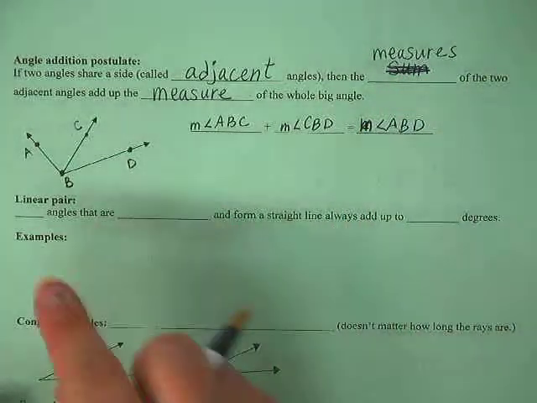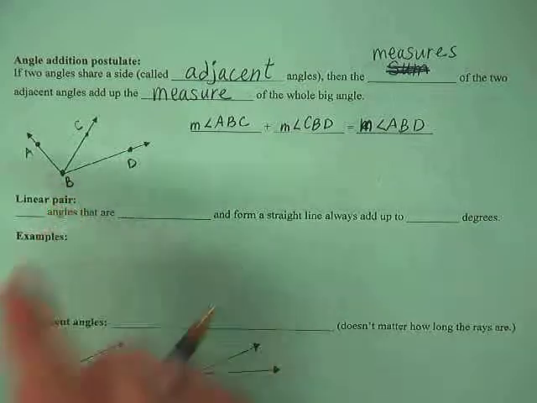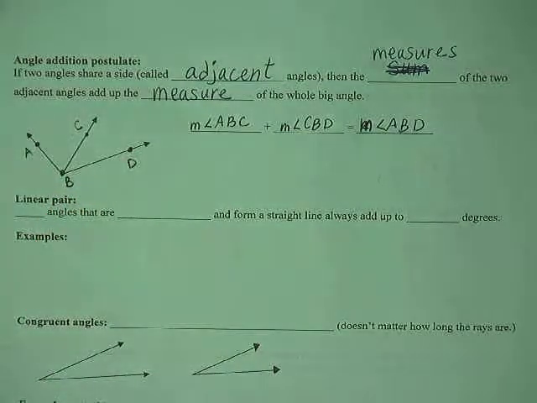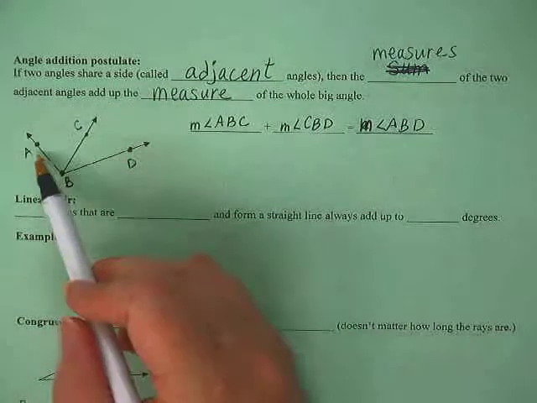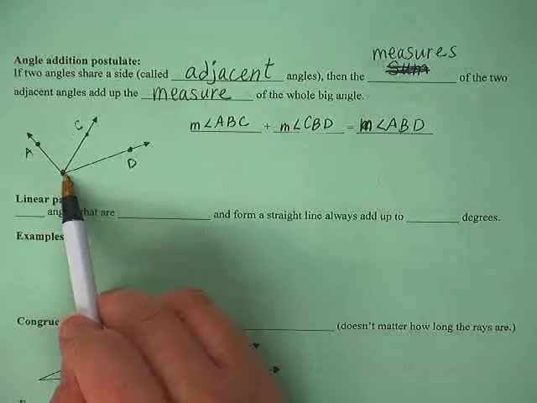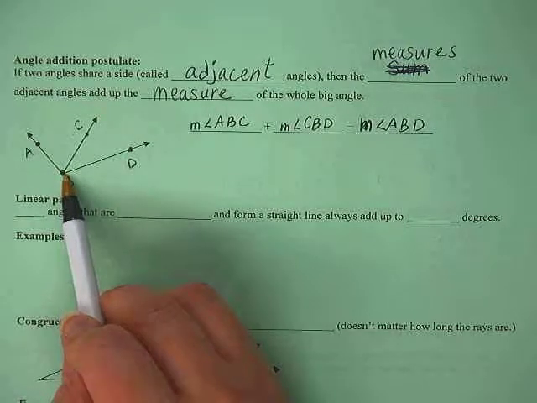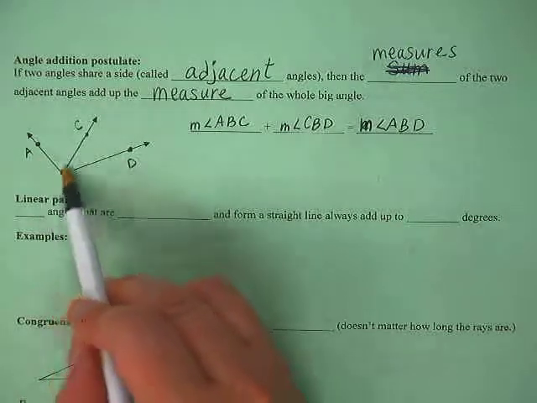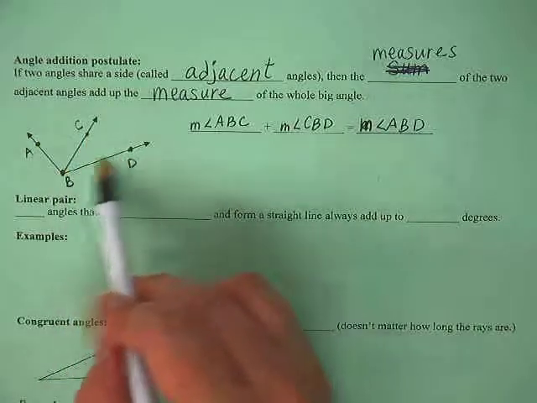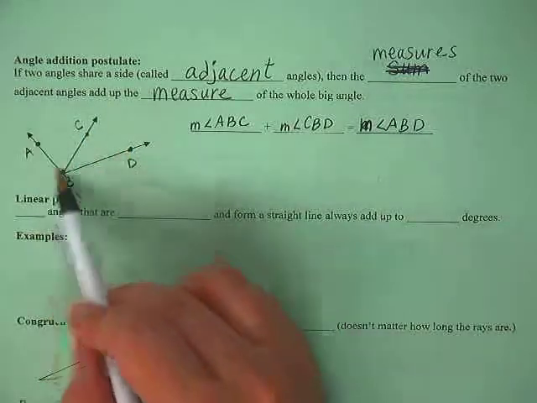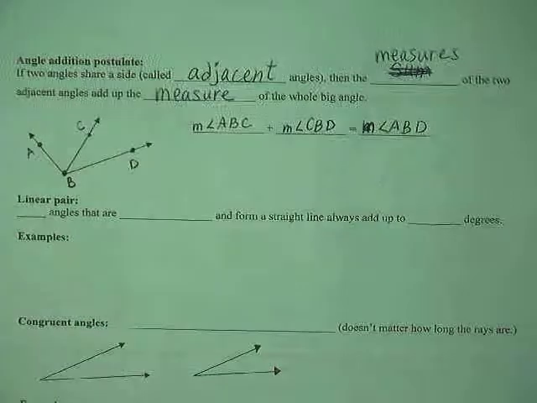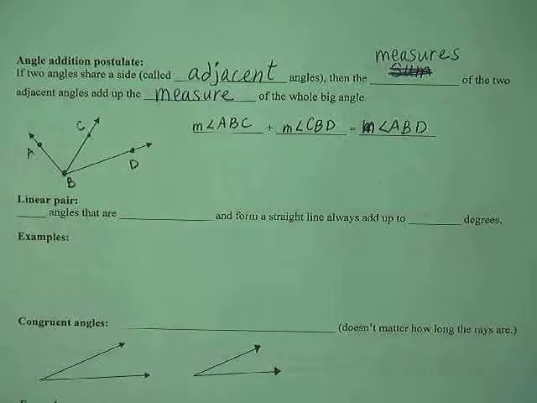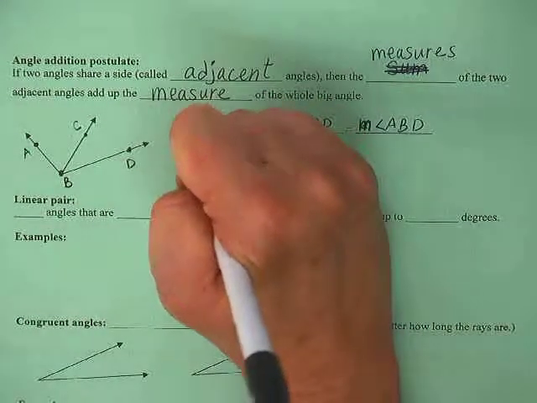Do you see why in this picture we can't just call our angles angle B? What's wrong with just calling our angles angle B in this picture? Yeah, we won't know which angle we're talking about because there are three angles that all have the same vertex B. So we have to use three letters so that we know we're talking about this angle, and then we're talking about that angle, and then we're talking about this whole big angle, okay? Let's do a little example.